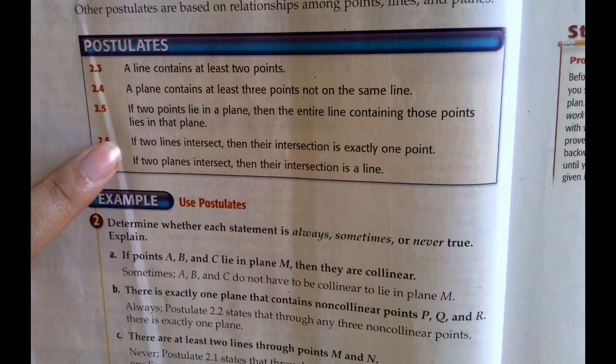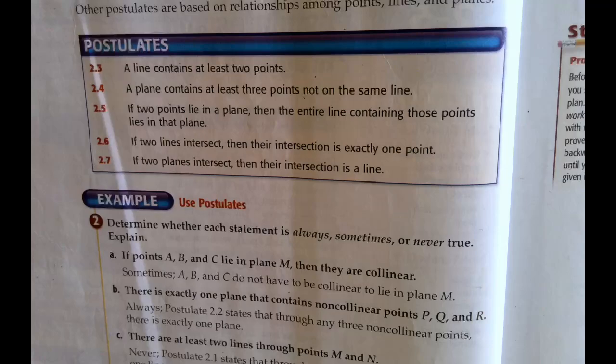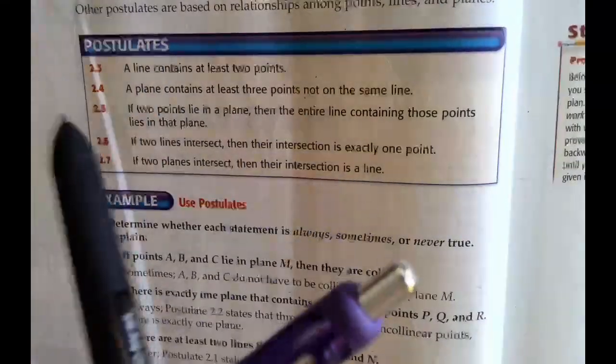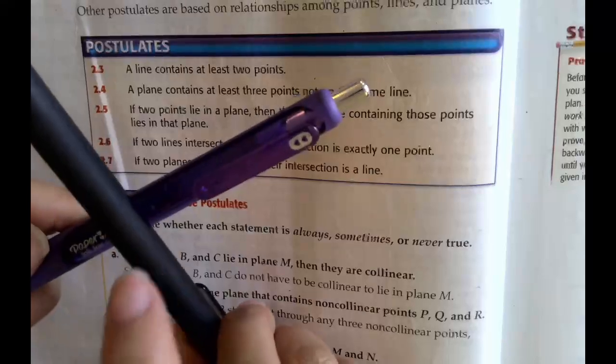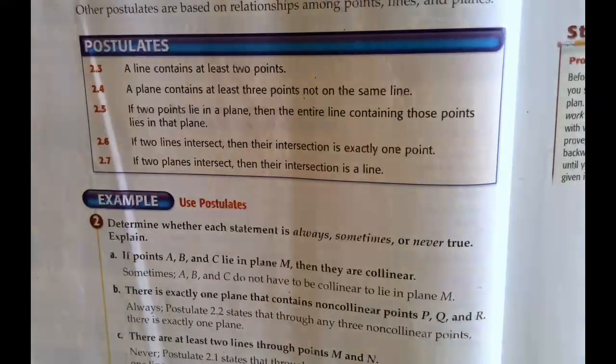If two lines intersect, their intersection is exactly at a point, right? So if you think about, oh, I have two lines, however they intersect, whether it's flat or whatever, where they touch is considered 1 point, okay?